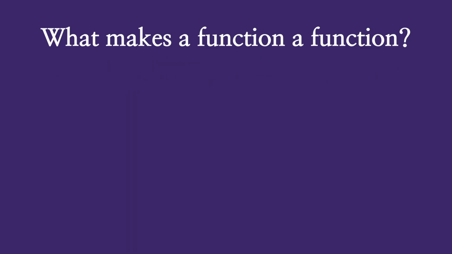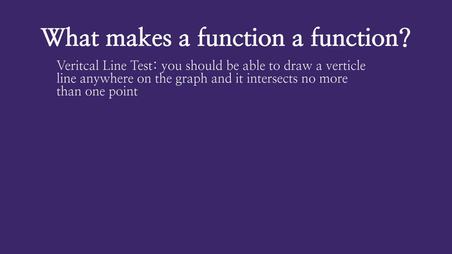You can also determine if data is a function graphically, using the vertical line test, which states that if a graph contains a function, you should be able to draw a vertical line anywhere on the graph, and it should only intersect one point on the function.